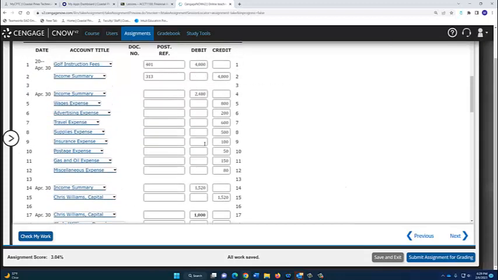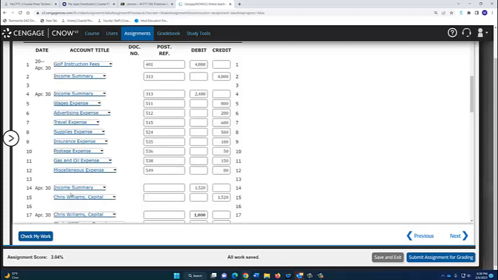Okay, now the third, we better put the posting references in. Remember, posting references serve two purposes. It tells where the account was posted, and it also shows that it has been posted. So there's no question as to whether it was taken over to the general ledger accounts or not.